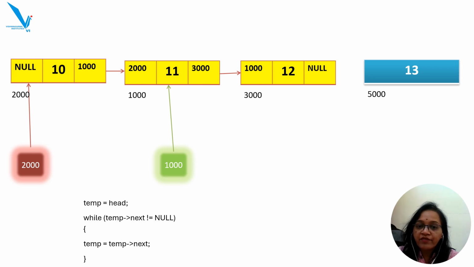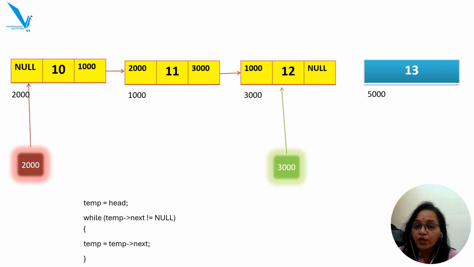Check out. Is temp of next null? No. Temp of next is 3000 now. So what you have to do? Again do temp is equal to temp of next. So my temp will start pointing to 3000 now. That is the last node. Now check. Is temp of next equal to null? Yes. Temp of next is equal to null. So what you have to do? You have come to the end of the list. Okay. And at this position now you want to add your new element.